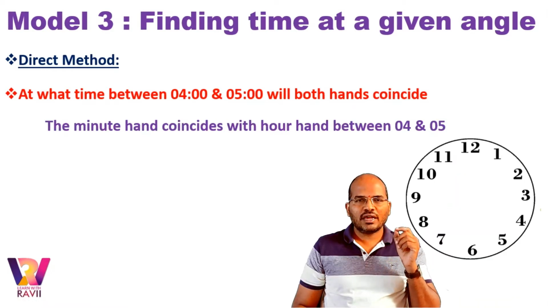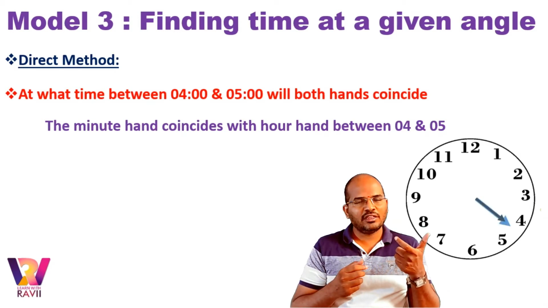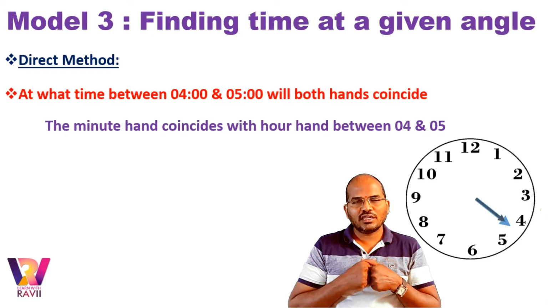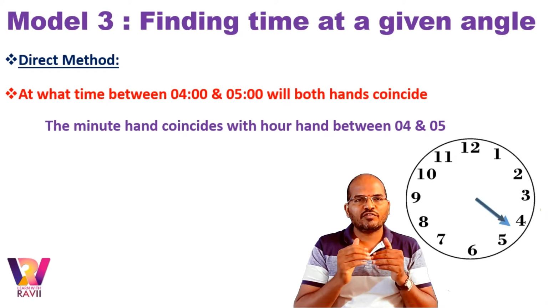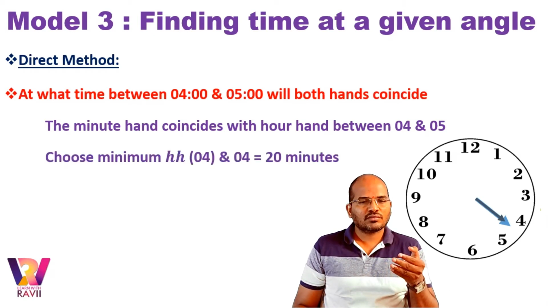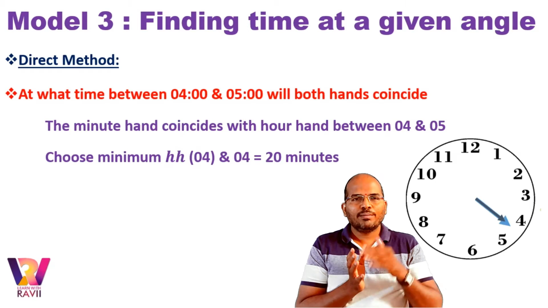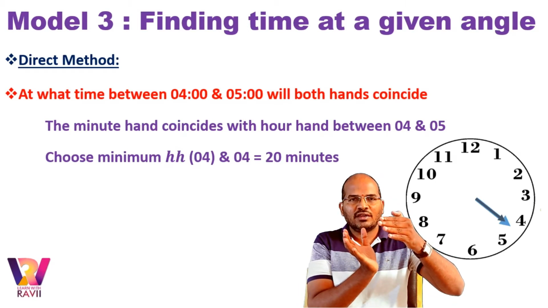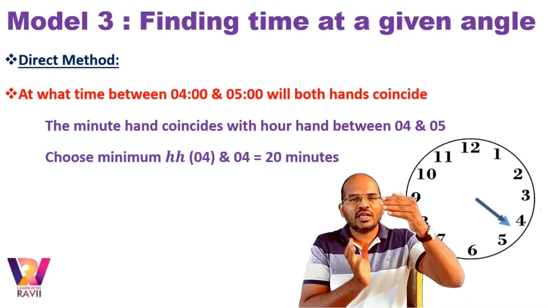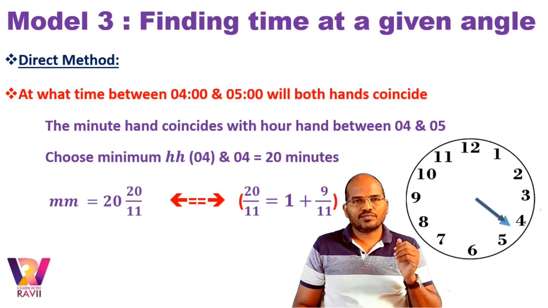So the diagram, please watch it. You observe that the hour hand is between 4 and 5, followed by the minute hand, the blue color one. I made a difference, the shorter hand and the longer hand, and you observe that this happens between 4 and 5 only, isn't it? So we choose the minimum value HH as 04, and 04 indicates 20 minutes. So the answer is between 20 and 25. I mean the mm value will be between 20 and 25. So directly write the mm value as 20 and 20 by 11.